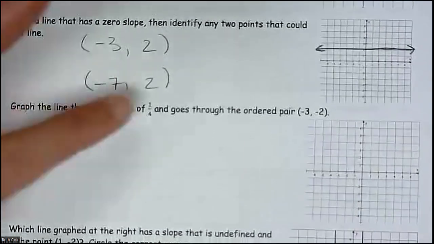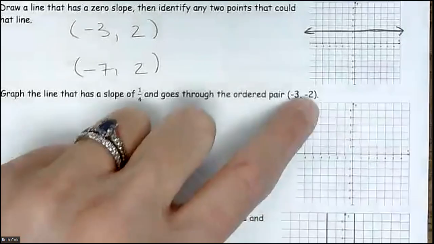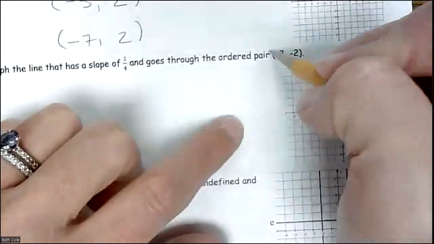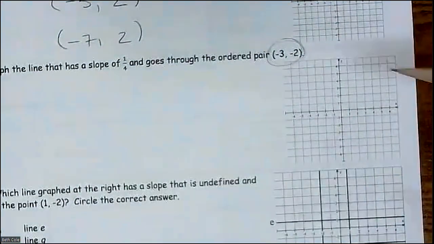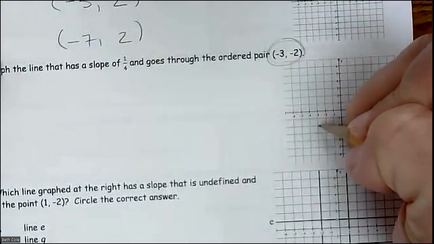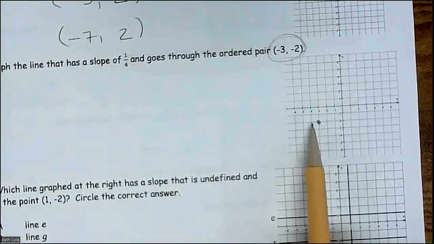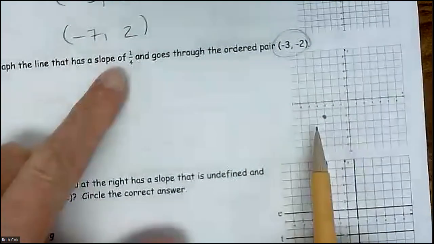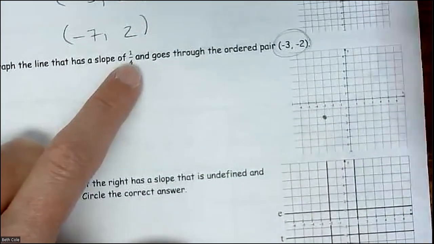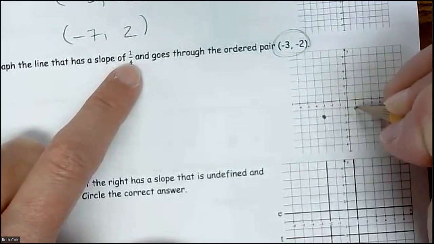All right, graph the line with a slope of 1/4 through this point. What quadrant is this point going to be in? 3. Good. -3, -2 would be right there. And then your slope is 1/4. So from that point, you're going to go up 1 over 4.